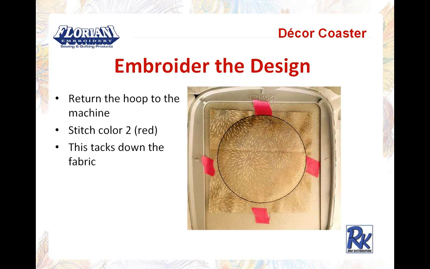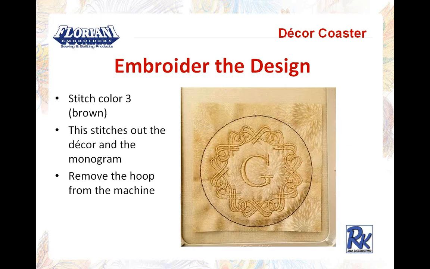Next, what you're going to do is return the hoop to the machine, stitch the second color, and that is going to tack down the fabric. And if you have a multi-needle, it's okay to go straight to the next color, so you don't need to put a stop in. It can go right to the next color. And when it does that, it'll stitch out color number 3. So it's going to stitch out the Decor and the Monogram, and that's going to be the brownish color. Of course, you can change that depending on what fabric you've chosen to go with this.